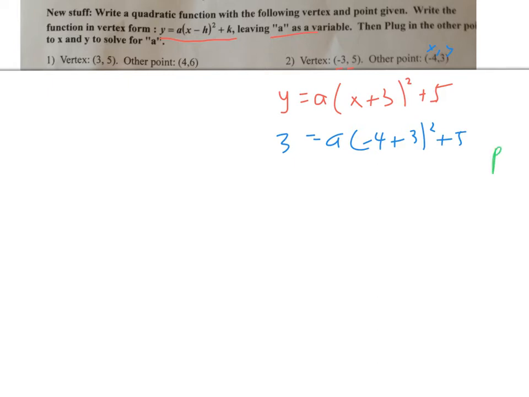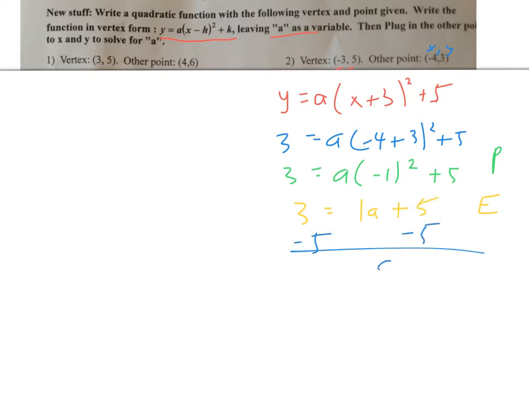So it's going to be parentheses first. I have to do the operation, the addition inside of parentheses, and then I have to do the exponent next. Let me color code that in yellow. So negative 1 squared is just 1. So I'm going to call that 1a. And now I need to isolate a, so I'm just going to subtract the 5 over. So a equals negative 2.